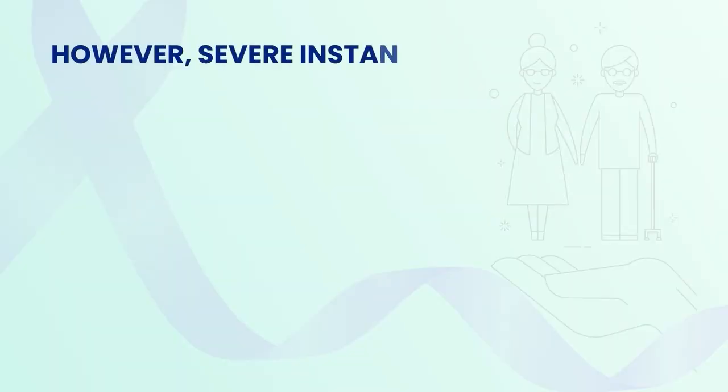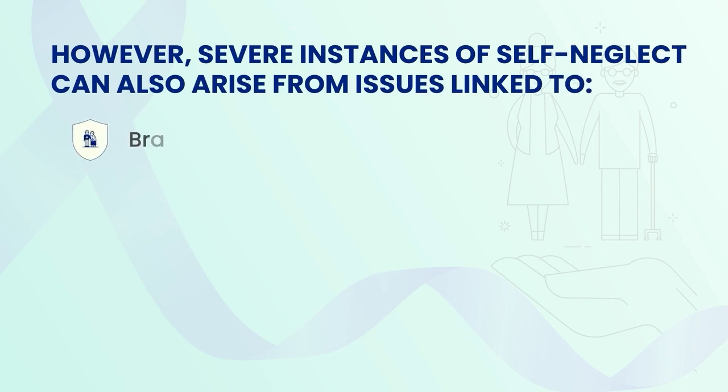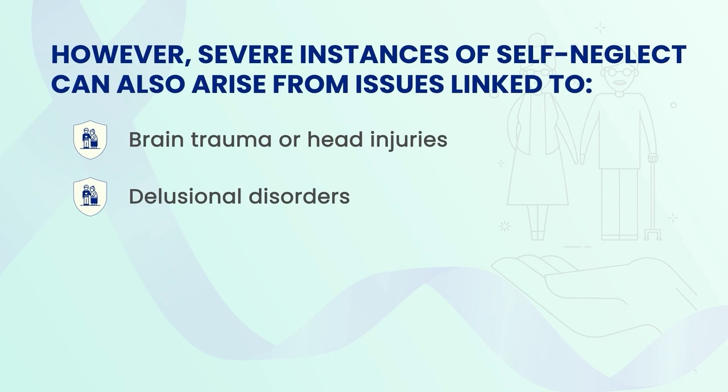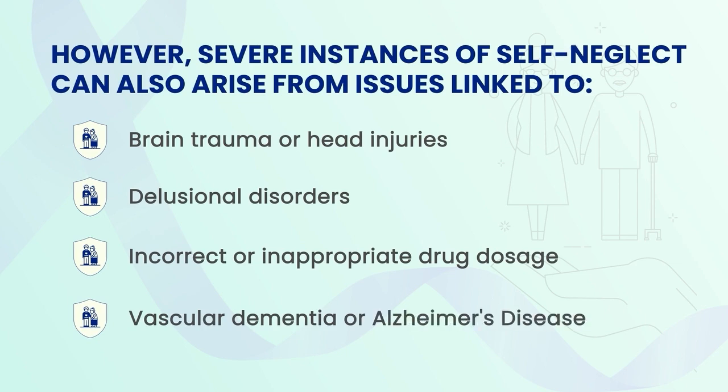Cases of elderly self-neglect can originate from a variety of causes. Some of these may be intrinsically linked to personal health conditions or mental health issues, both of which may be accelerated or worsened by the ageing process. However, severe instances of self-neglect can also arise from issues linked to brain trauma or head injuries, delusional disorders, incorrect or inappropriate drug dosage, vascular dementia or Alzheimer's disease.